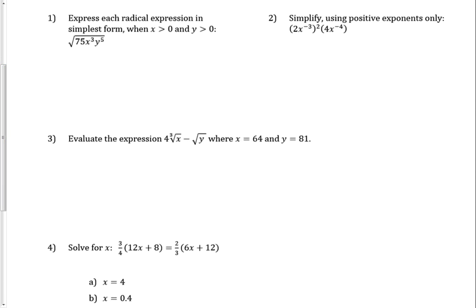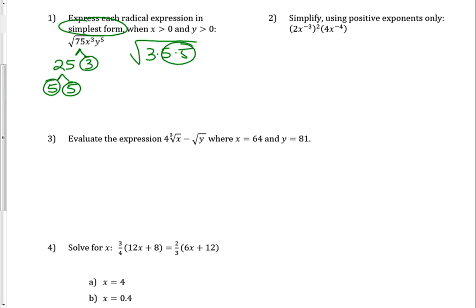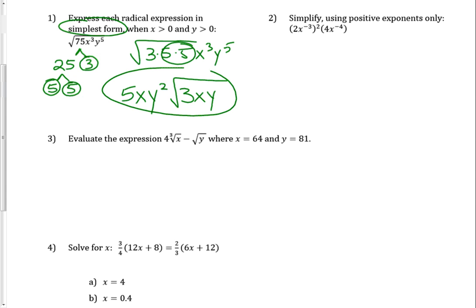Start with number 1, express each radical expression in simplest form. The key here is simplest form. So we want to break this down into its prime factors. And then we're looking for groups of 2 because it's a square root. So we've got 2 5s and a 3. So we've got a pair of 5s, and then we have these 3 x's and 5 y's. So in addition to the pair of 5s, I've got a pair of x's and 2 pairs of y's that I can make. I have 1 3 left over, 1 x left over, and 1 y left over.